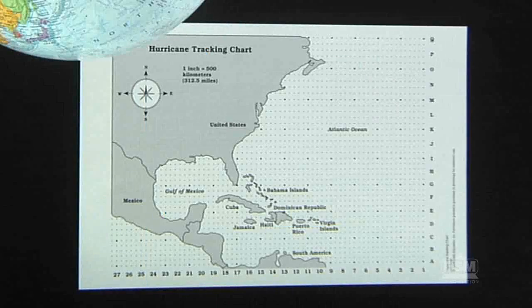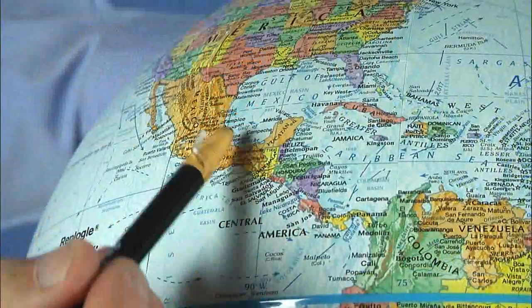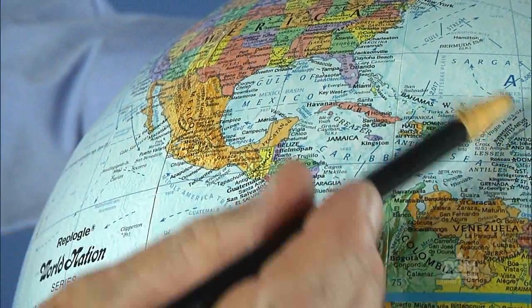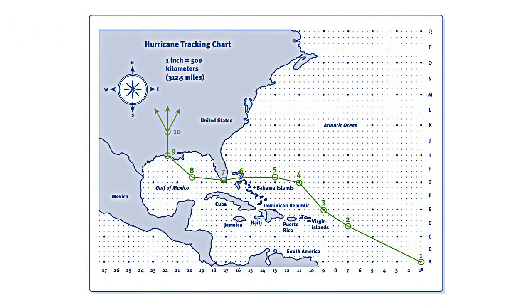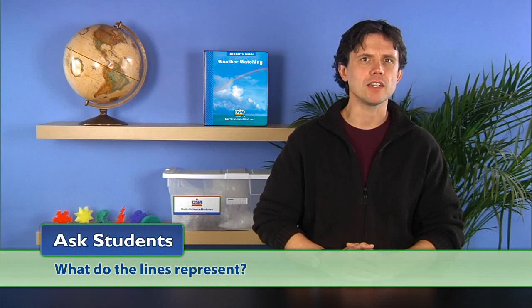Next, distribute Activity Sheet 10 and the hurricane tracking chart to each student and set up the projector with the hurricane tracking chart. Using the tracking chart, review with the class the landforms and bodies of water and use the classroom globe to identify the area of Earth shown on the chart. Inform students that every day, scientists record the location of hurricanes by making a dot on the chart. Then show students how to use a ruler to draw straight lines connecting the dots. Ask students, what do these lines represent? Help students recognize that the lines represent the path of the hurricane from one day to the next.